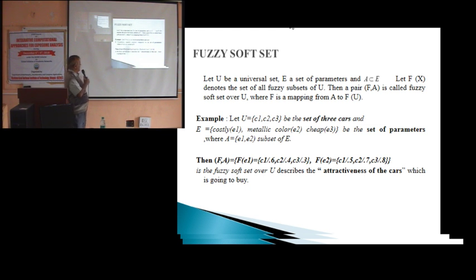So, in fuzzy soft, what I do, my parameters are also fuzzy. I say, I want a dress which should be cheap. Then how much cheap? 80% cheap. My range is say 0 to 500. So if the cost is 0, then it is 100% cheap. And if the cost is greater than 500, it is 0% cheap. And if the cost is 250, then it is 50% cheap.